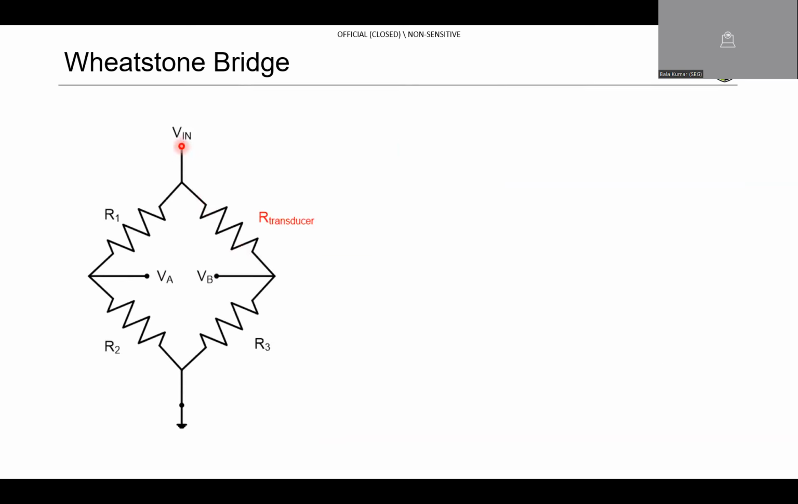If you look carefully at the Wheatstone Bridge, this part of it is just a voltage divider. You can see the voltage from V in to ground is divided by these 2 resistors. Similarly, this is another voltage divider. So the Wheatstone Bridge is just made of 2 voltage dividers.